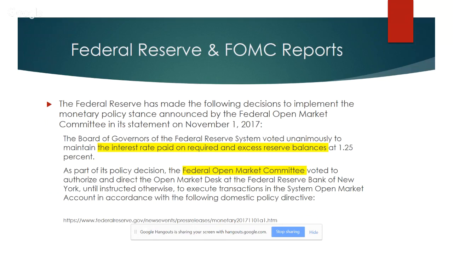As part of the policy decision, the FOMC, Federal Open Market Committee, voted to authorize and direct the open market desk at the Federal Reserve Bank of New York until instructed otherwise to include transactions in the system open market account in accordance with the following domestic policy directive. Go to this link right here at the bottom if you guys want to find out exactly what that directive is. But basically, all you need to know is that this is a really, really broad way of saying the Federal Reserve decided not to change interest rates. You need to know this, though. This is definitely something that will be taken into account and priced in to the currency.